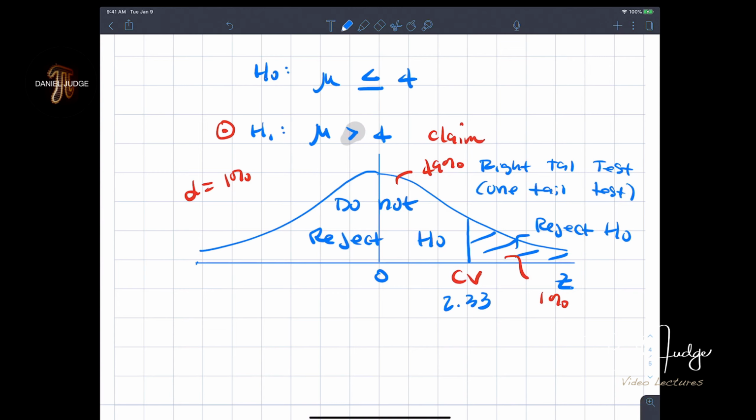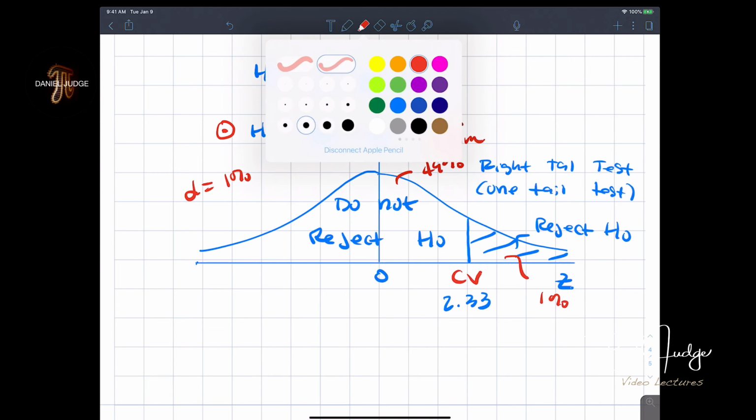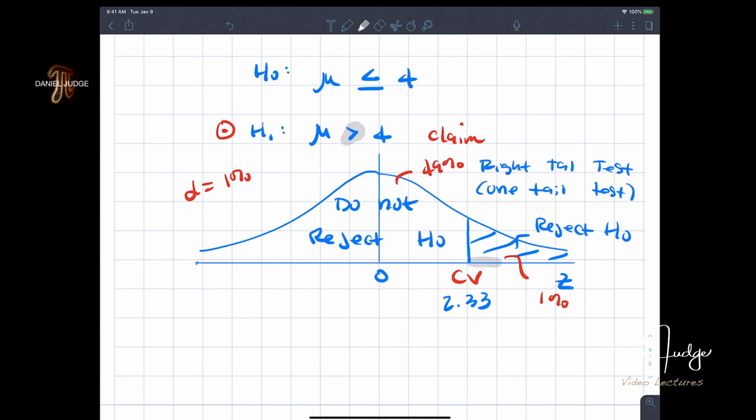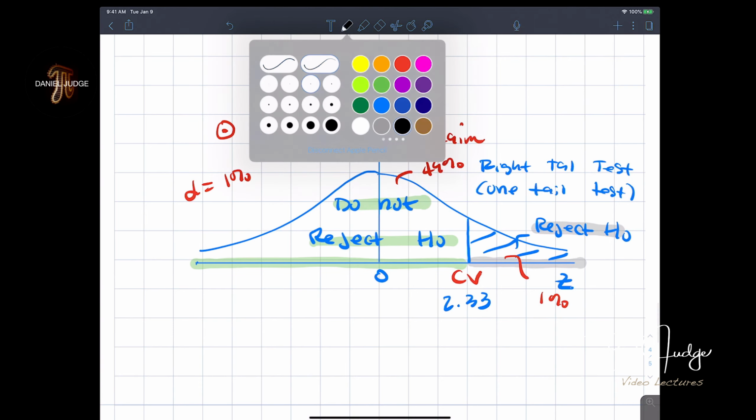And then remember, I'm going to go through this again. We're going to compute a test statistic. Any number bigger than 2.33, we reject the null. Any number, ladies and gentlemen, for a test statistic value that's smaller than 2.33, we do not reject the null. This is how we read this. We just have to know what that test statistic value is.